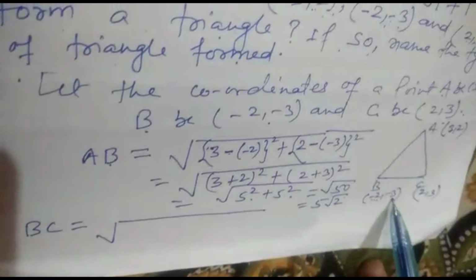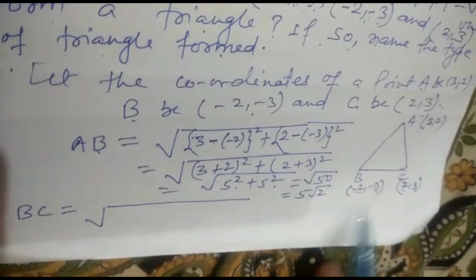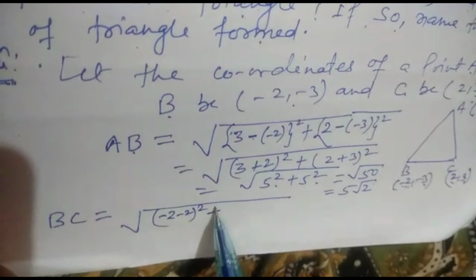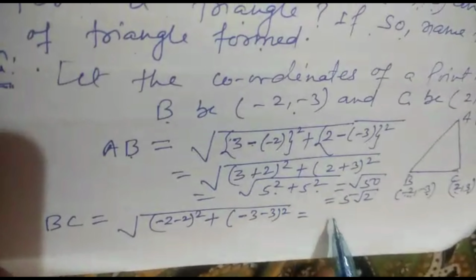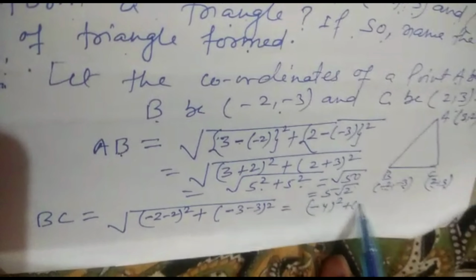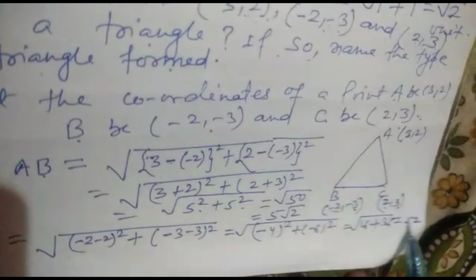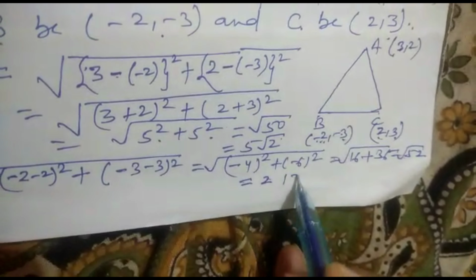Now I will find BC using the distance formula. If you find BC, then here x1 is this, y1 is this, x2 is this and y2 is this. So using the distance formula, (x1 minus x2) whole square, that is (minus 2 minus 2) whole square, plus (y1 minus y2) whole square, (minus 3 minus 3) whole square. This is (minus 4) square plus (minus 6) square. (Minus 4) square is 16, (minus 6) square is 36. 36 plus 16 is 52, root 52, and root 52 can be written as 2 root 13.